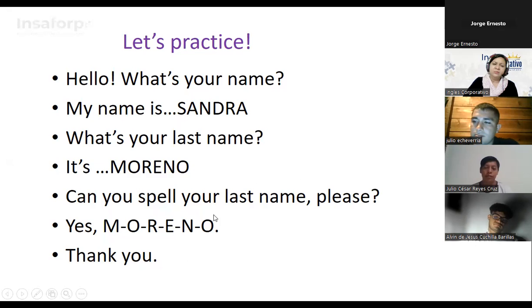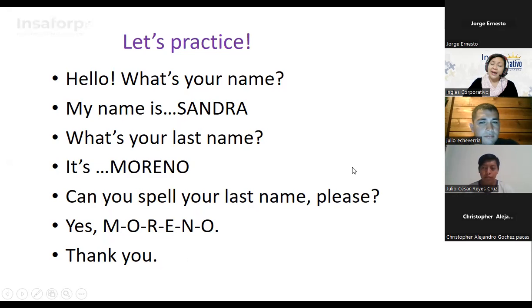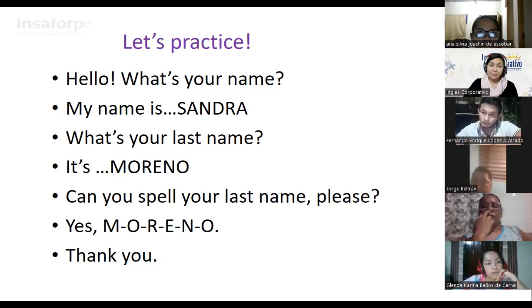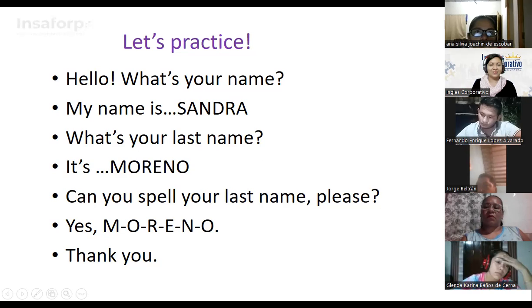You can ask your classmate to spell the last name or the middle name or the first name. But we are not going to go to groups right now because of the internet, it's difficult to get into the group. So we are going to do it here with the whole class. So I need 2 volunteers to start. You have to use your names, your information. Only 2.